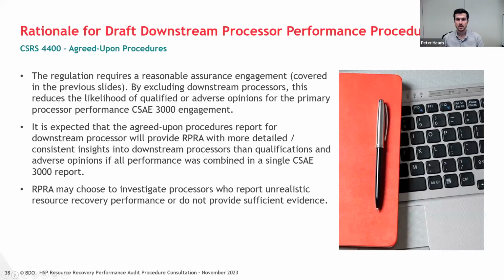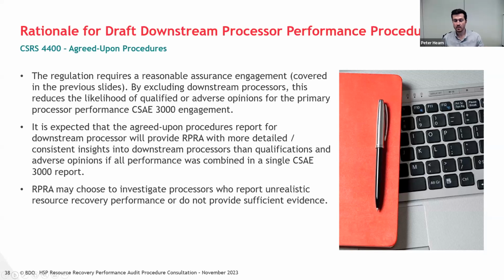Okay, so now we move on to the draft downstream processor performance procedures and the rationale for why we have proposed this. So the regulation requires a reasonable assurance engagement, which is what we've just covered in the previous slide, the CSA 3000. So this is defined within the regulations. But excluding downstream processors reduces the likelihood of the qualified or adverse opinions for the entire performance system, which would impact the primary processors.